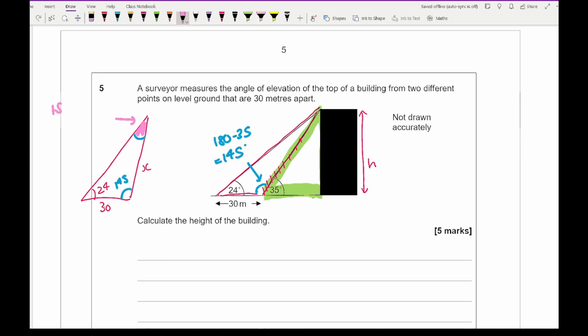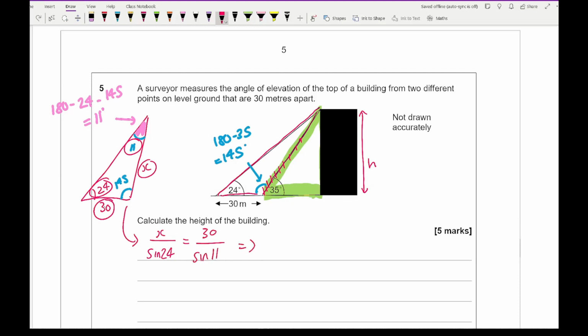So this angle here is going to be 180 minus 24 minus 145. And that gives me an answer of 11. So looking at this, if I label that as 11, then using this side and that angle and 24 and x, I can work out that x over sine 24 equals 30 over sine 11.